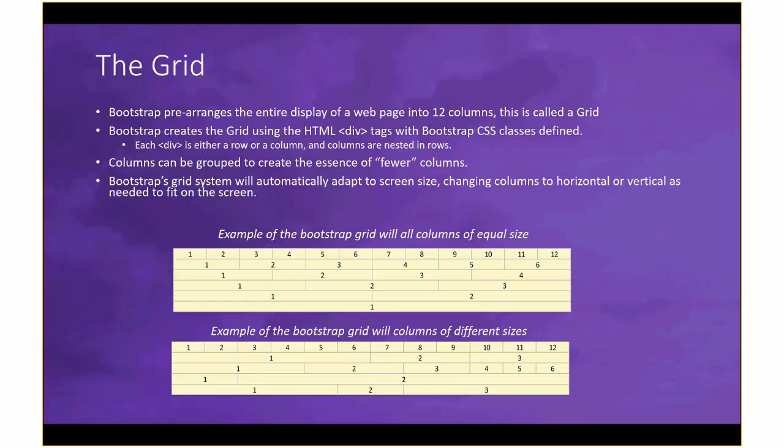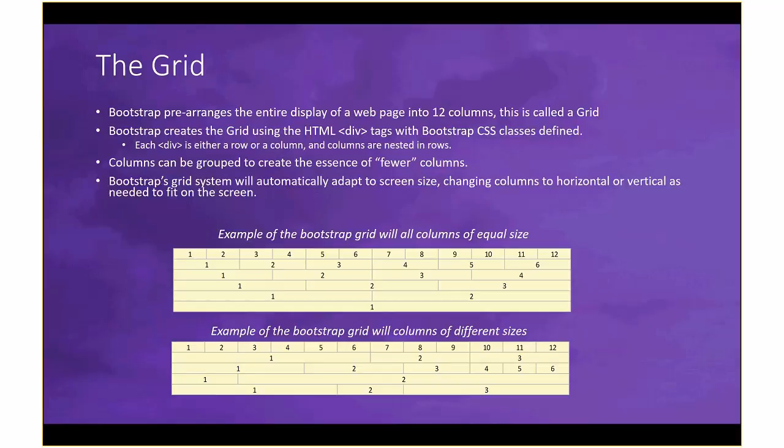So Bootstrap tries to simplify all that by pre-creating a table called a grid. And it's not done with traditional HTML tables. It's actually done with div tags with classes. Each div tag is either a row or a column, and the columns are nested inside the rows. You might say, well, I don't need 12 columns all the time. That's true, but 12 is about the most you could get on a web page and still be usable. So they went with 12. And to get fewer, you can group those together.